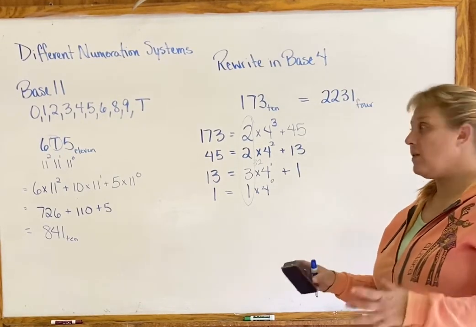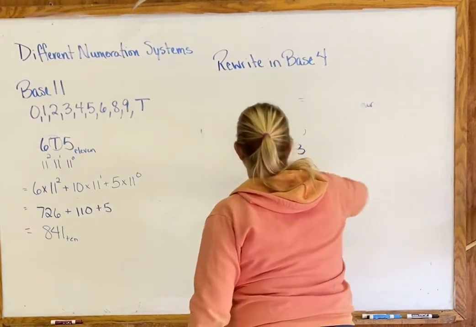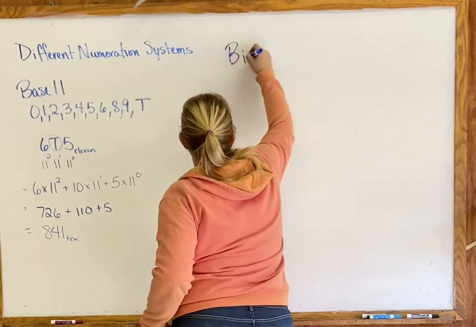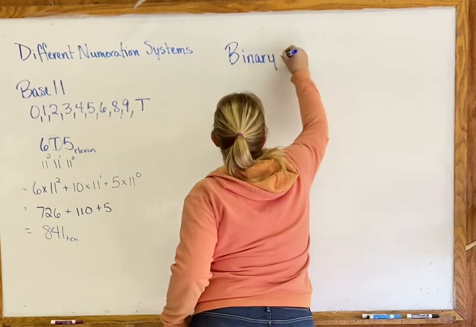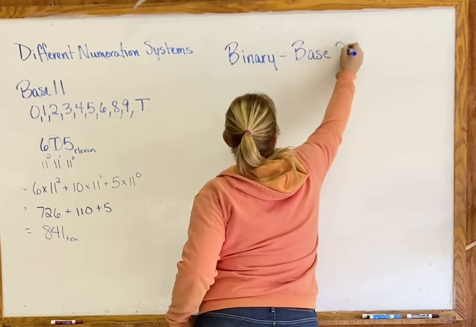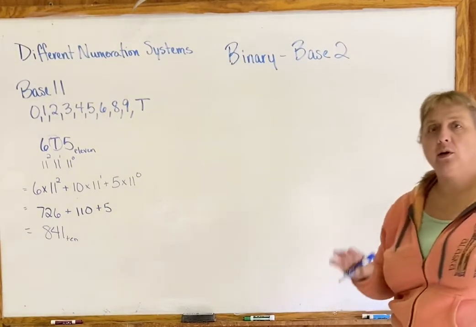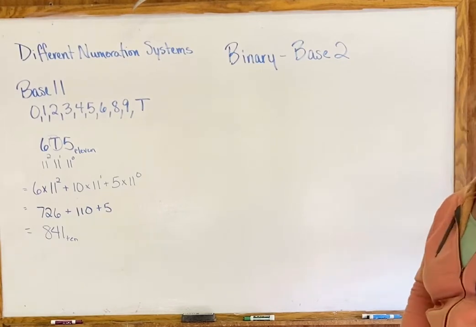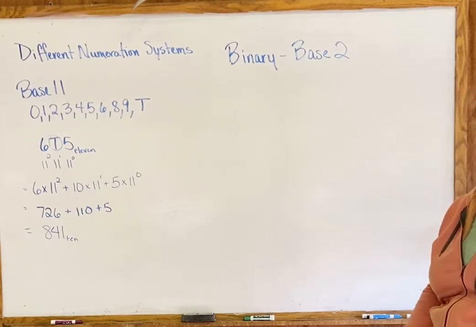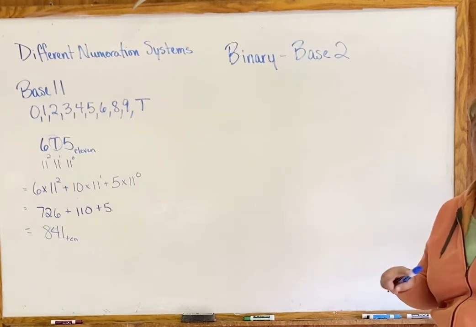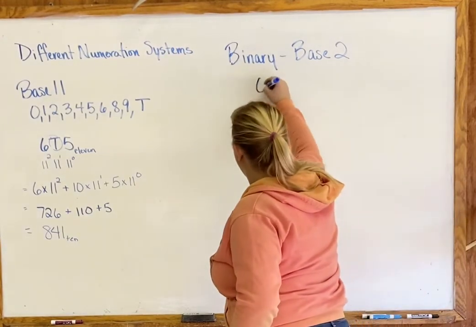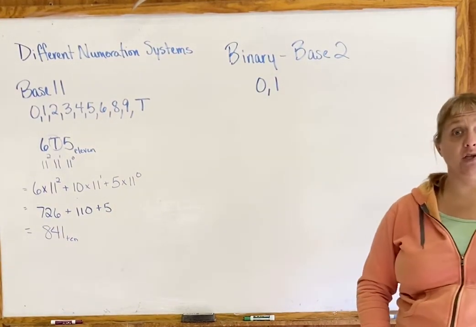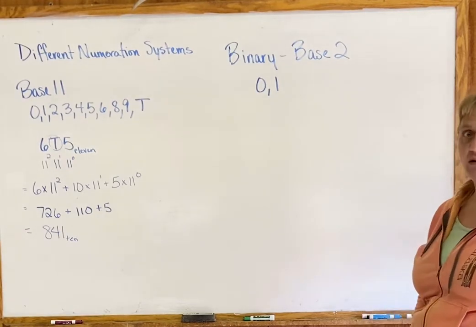So in computer language, the computer uses what we call binary, and binary is just another name for base 2. So the computer does not use base 10. Luckily, it doesn't use base 11 either. The computer uses base 2, which means in base 2, there are only 2 digits. And the only 2 digits there are are 0 and 1.